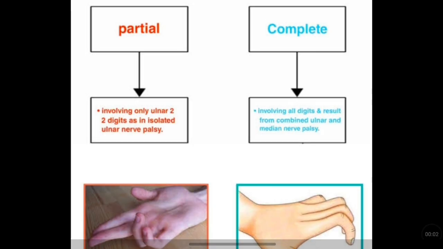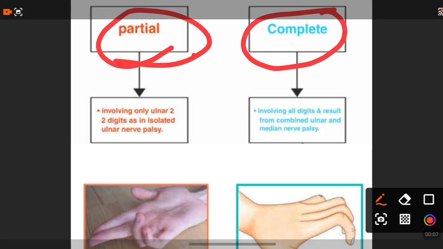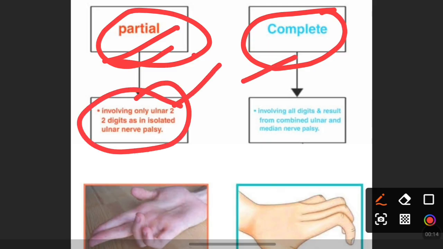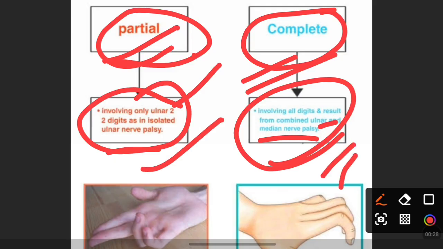Here are the two important clinical anatomies for the ulnar nerve: partial claw hand and complete claw hand. In the partial claw hand, only the ulnar two digits are involved, as in isolated ulnar nerve palsy. In the complete claw hand, all digits are involved, resulting from combined ulnar and median nerve palsy. Here it is only the ulnar nerve, hence only the medial side has claw-like structures.